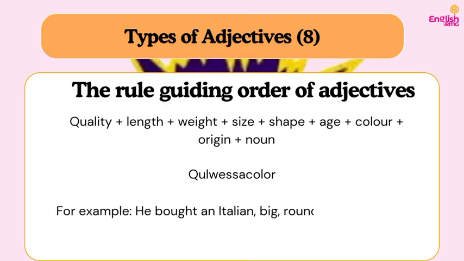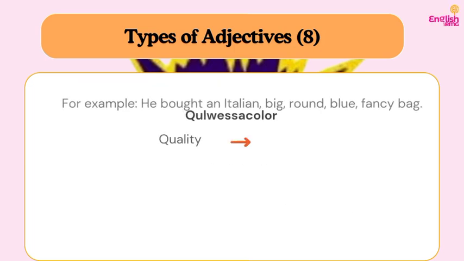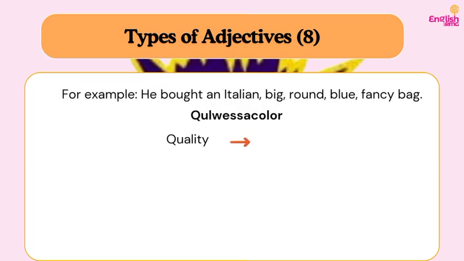So let's go back to our example, which is the sentence I said earlier. He bought an Italian big, round, blue, fancy bag. If we look at our rule, is this sentence correct in the order that we have arranged it, or do we need to adjust this? So the first thing is what? Quality. So what is the quality here? We've explained adjective of quality in the previous video. It's the general impression. So that is going to be what? Fancy. Do you understand? So the adjective of quality in this list of adjectives is what?